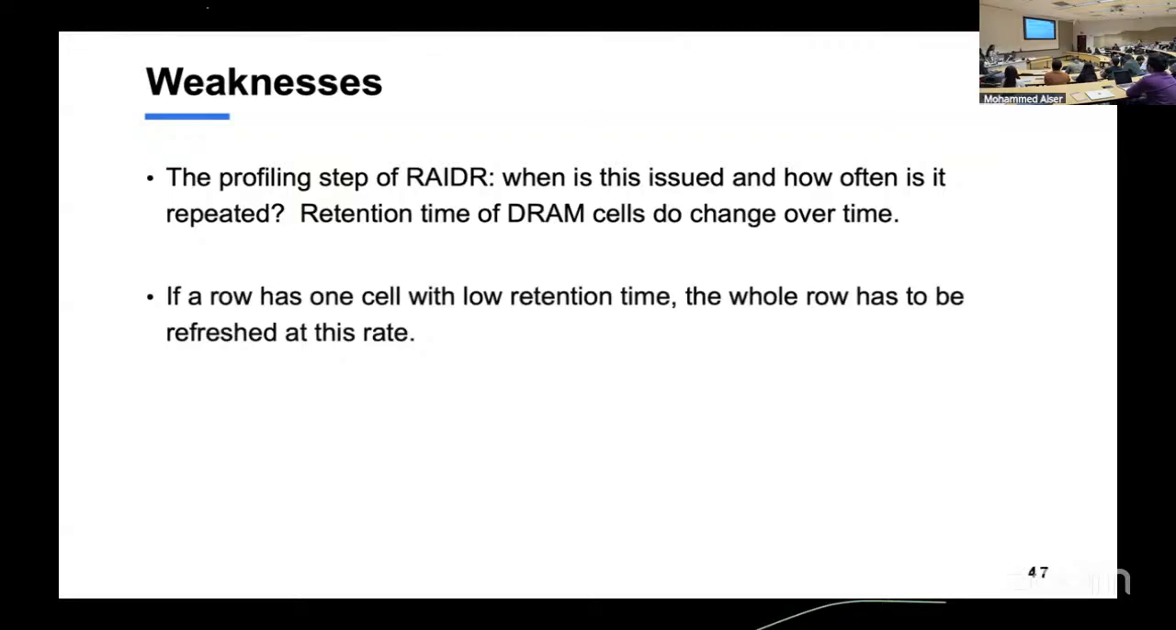The second one is, for example, a row has many cells. At the starting example, we have seen only one bit changed from 0 to 1 in 128 milliseconds. Because of that only one cell, we are going to refresh the complete row. That is one of the weaknesses as well.